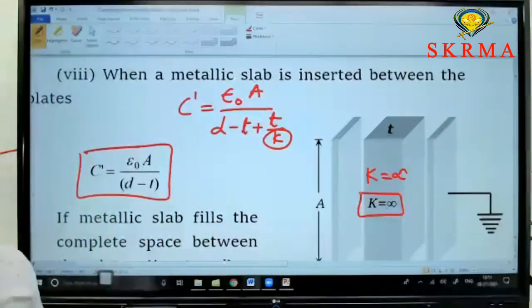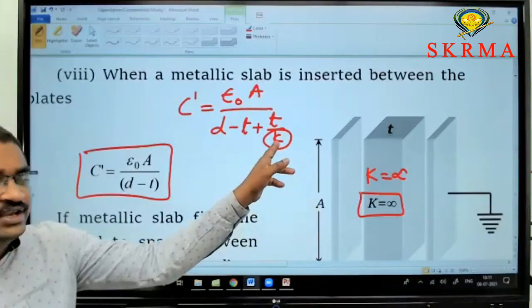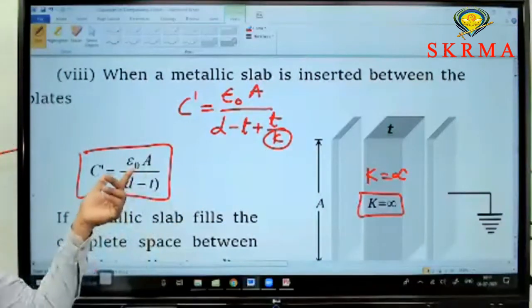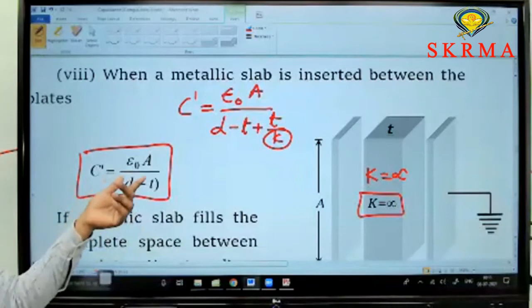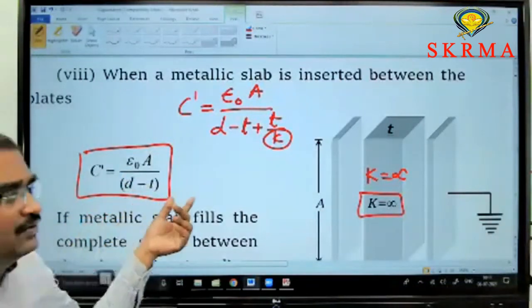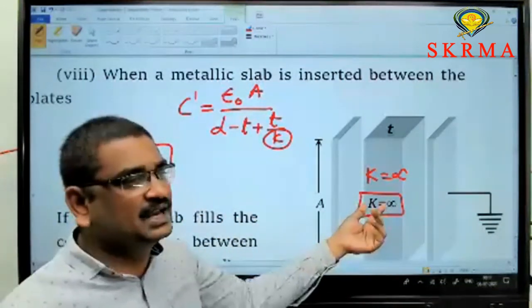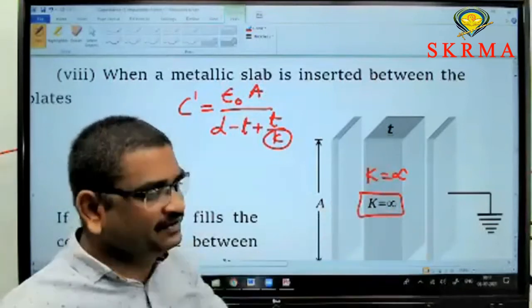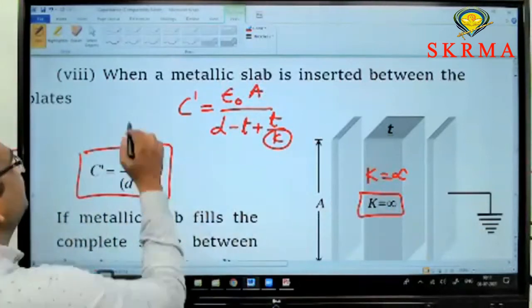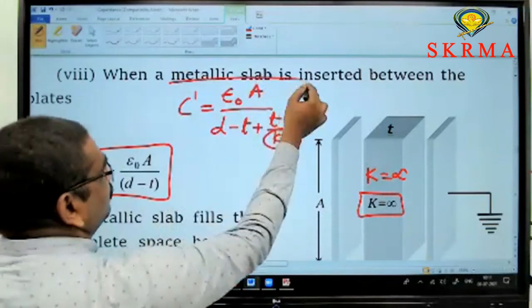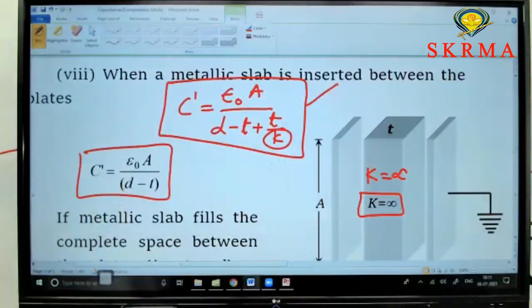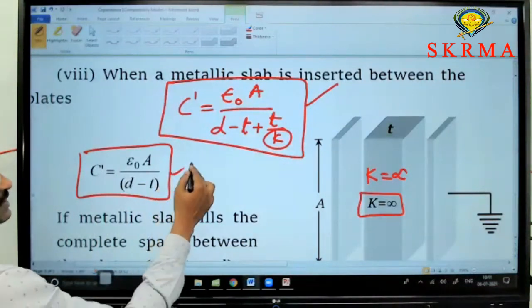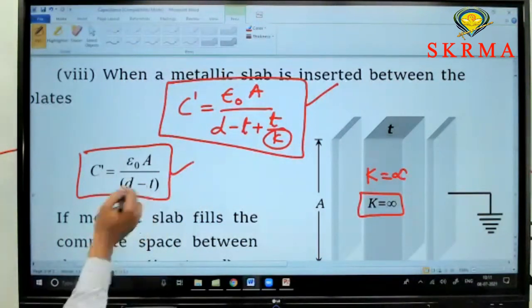K is infinite. Just substitute that value here, then you will get epsilon naught A by (D minus T). So this is the value of capacitance of a capacitor when it is partially filled with a metal surface. If it is partially filled with a dielectric, this is the formula. If it is partially filled with a metal, then this is the formula.